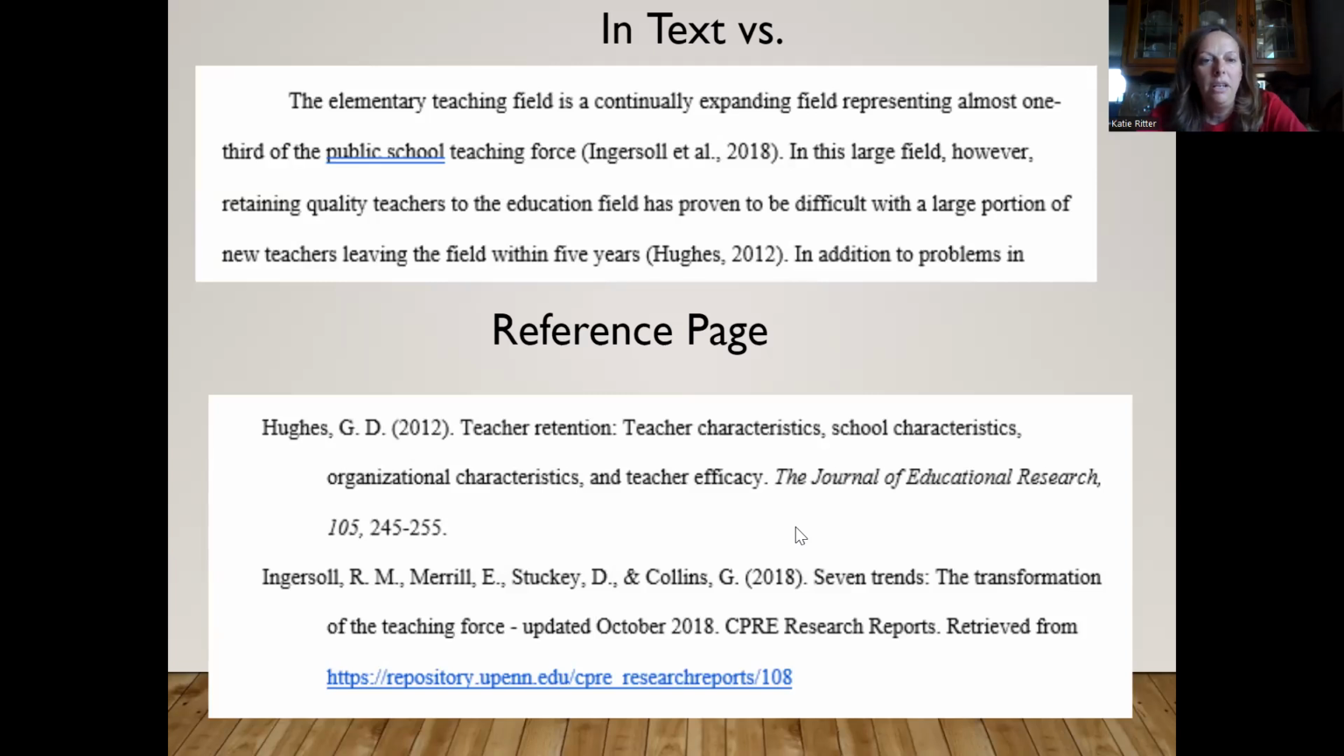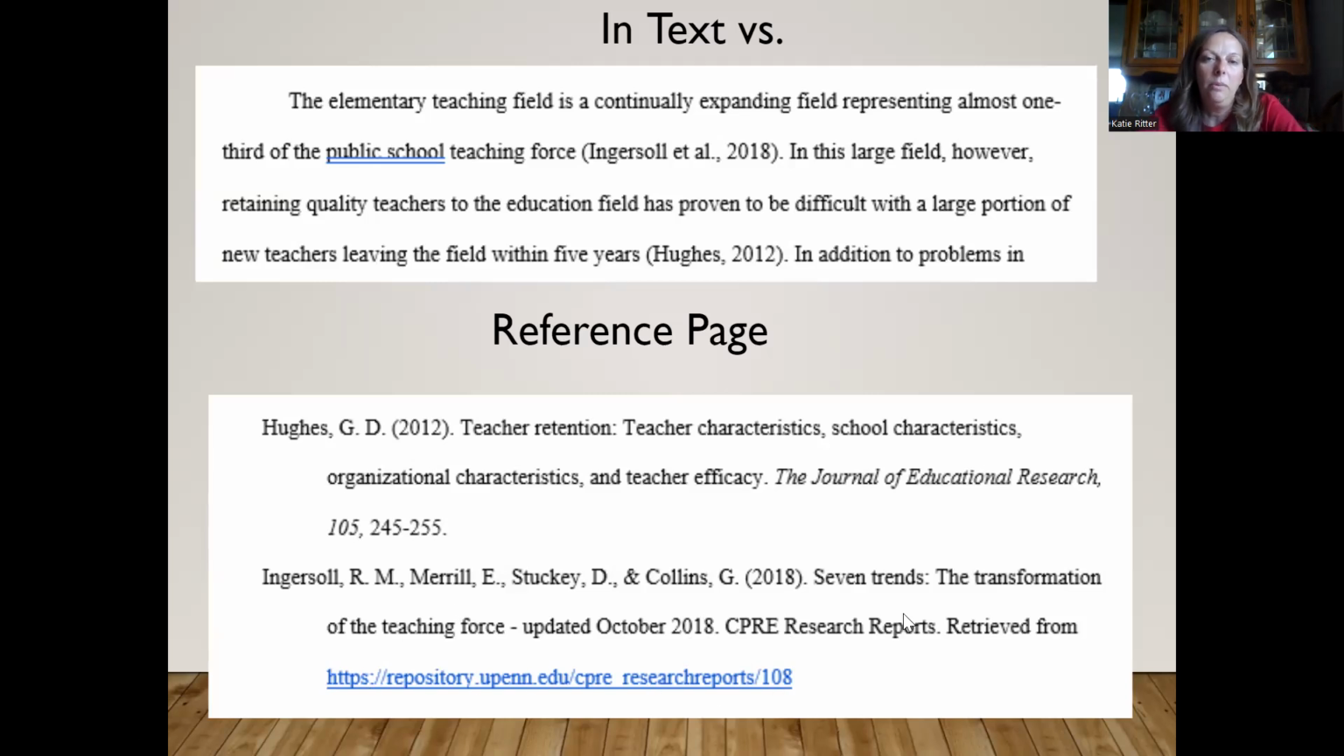Here's another one. The Ingersoll is one that I wanted to point out here. You can see where it is from a research report. So we have the title of the article and where it was found, the title of the website, CPRE research reports, and it was retrieved from this specific website.